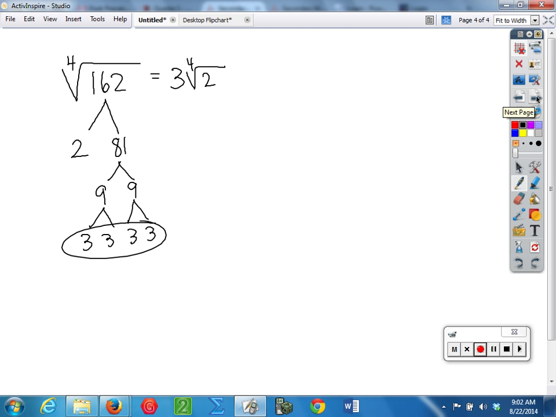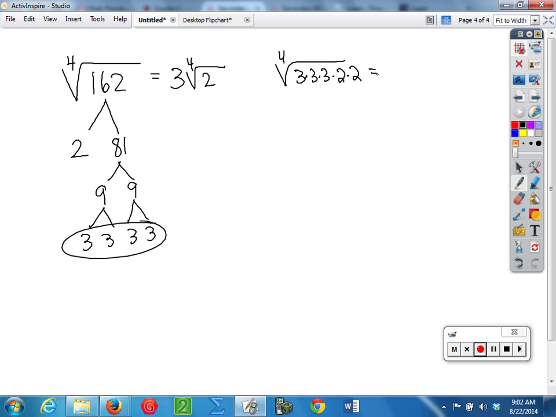So what if there's a number that doesn't factor out to 4? Say I had a 4th root and I had 3 times 3 times 3 times 3 times 2, nothing would come out. You just leave it all underneath there. So it's just 3 times 3. Whatever 27 times 4 is.